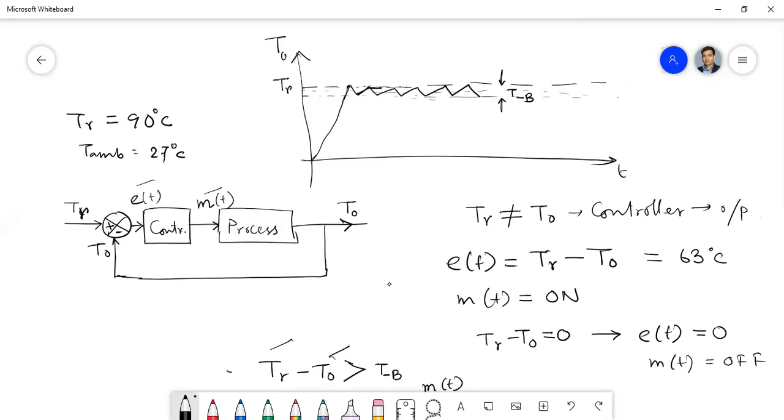Are you getting it? If I do this process, the output temperature, if I average it, I will get an average line which is less than Tr. That means I will never get the average temperature at 90 degrees. Okay, so to ensure that, what do I have to do, what is the solution? Can you tell me?